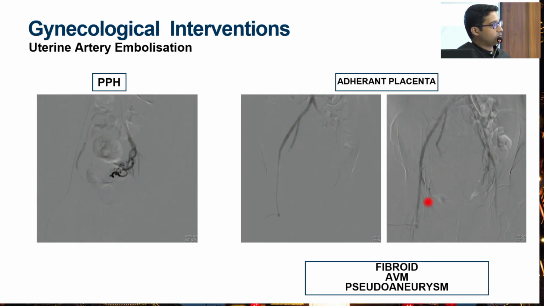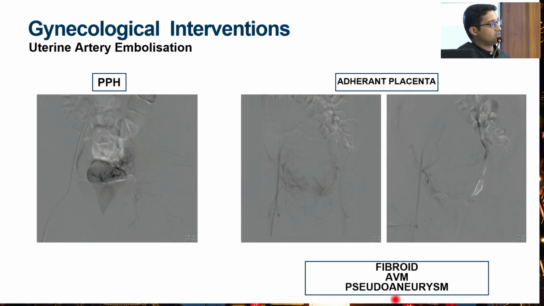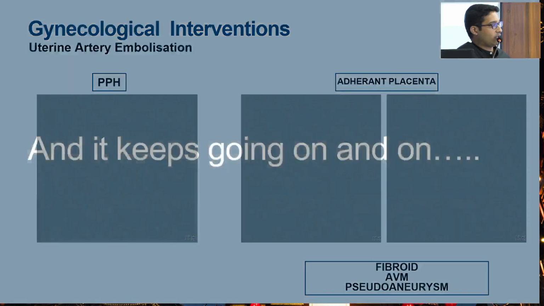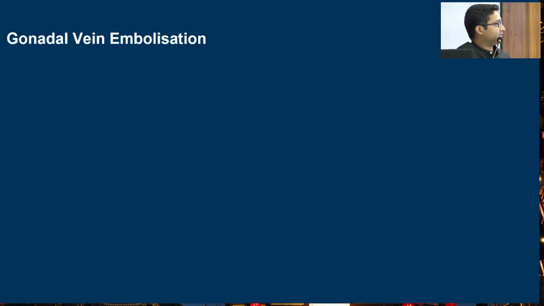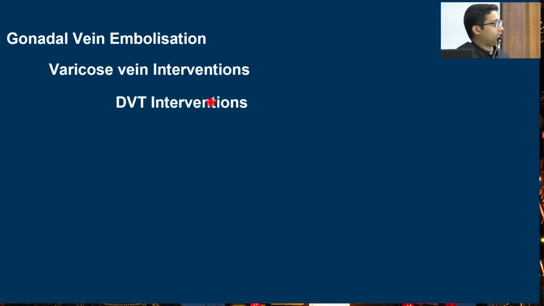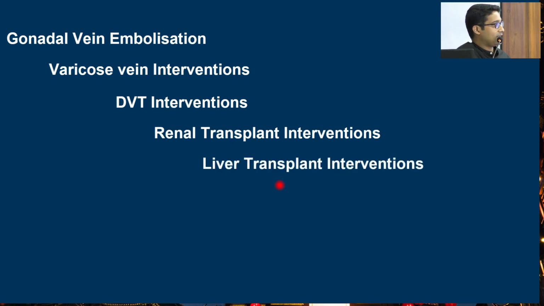Now, you can also do this for management of uterine fibroids, AVMs, as well as pseudoaneurysms. And given a chance, I can actually go on speaking about the various pathologies wherein we have a role, probably till the next MEDICINA in 2024. But to give you an outline, we now have options of managing varicoceles with gonadal vein embolization. We have varicose vein management options, DVT in all transplants, whether it be renal or liver.